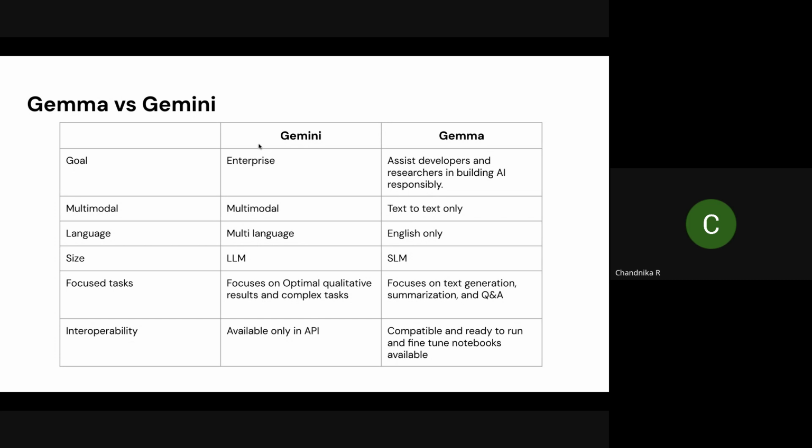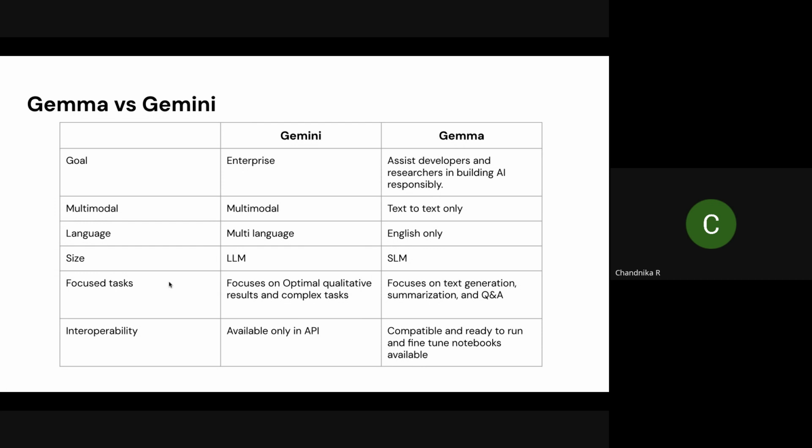Coming to multimodality, Gemini handles text, images, and videos. It can generate images, but Gemma is trained only for text-to-text conversion. It handles only text and generates only text. That is one major difference. In terms of multiple language support, Gemini supports multiple languages, but Gemma supports only English. It is trained on English, and the text output generation is also only English for now. Comparing size, Gemini is a large language model, while Gemma falls under the smaller language model category, for example the Gemma 2B variants.